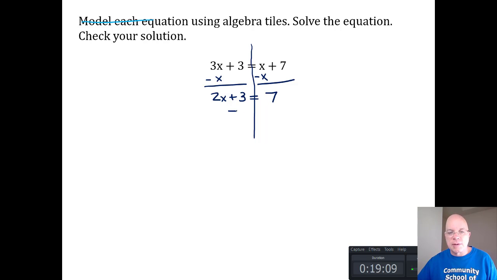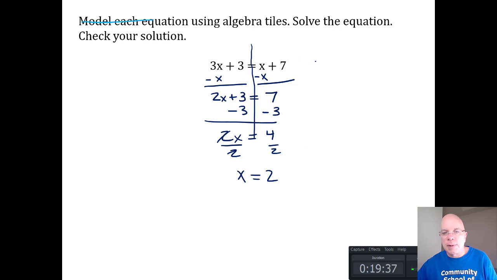And then from here it's going to be using property of equality, additive inverse, multiplicative inverse, all the things we learned earlier this year. So I'm going to subtract 3 from both sides, and I get 2x equals 4. But I'm not interested in what 2x is, I'm interested in what 1x is, so I divide both sides by 2. Applying the multiplicative inverse of property of equality, and I get 1x, which is x, equals 2.